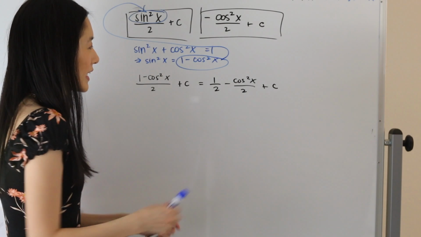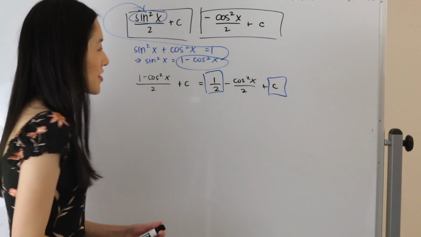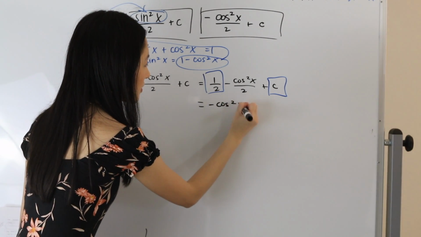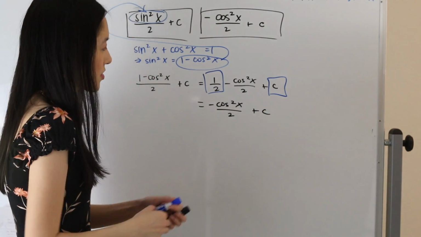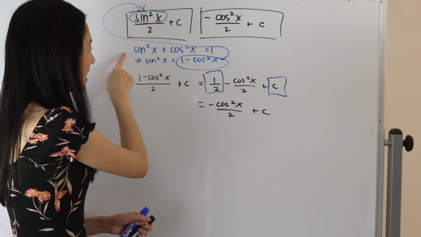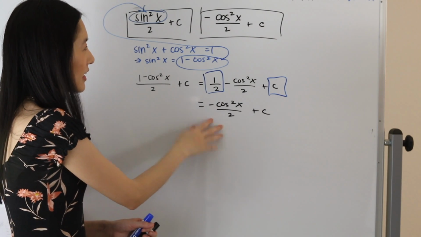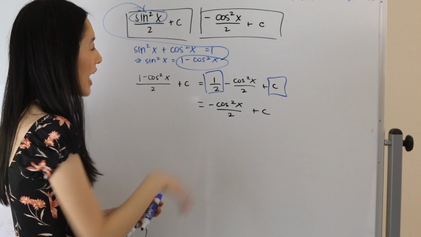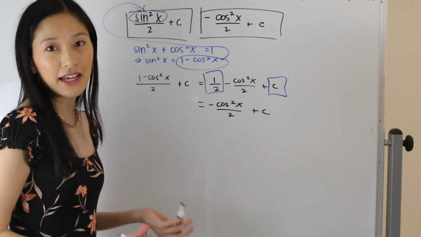So what we see here is a constant and another constant, so we can just combine those. So what we see here is that when we use the trig identity sine squared of x plus cosine squared of x is equal to 1, these two answers are equivalent and they just differ by a constant of 1/2, which essentially means that they are equivalent to the same antiderivative.